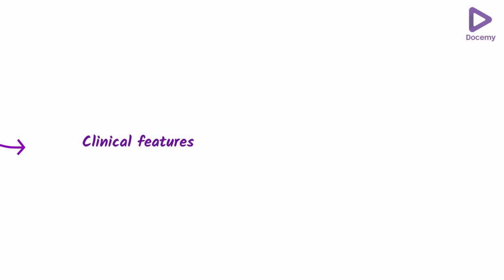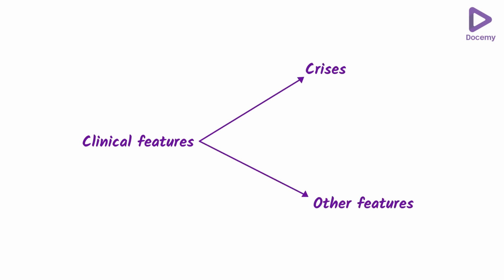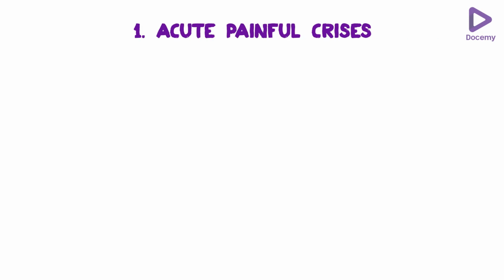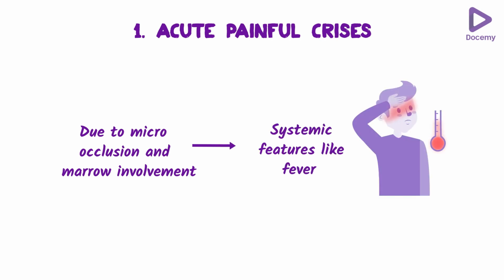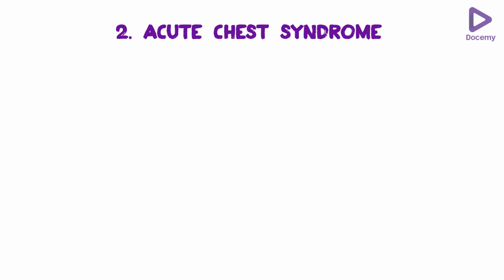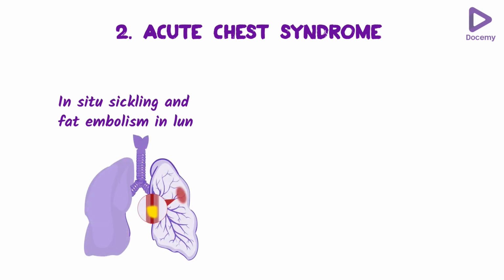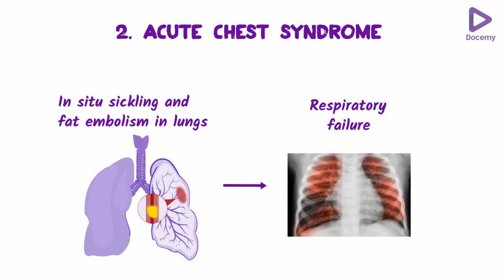So what are the clinical features you get in sickle cell syndrome? You can divide them into crises and other features. There are 4 named crises: acute painful crises due to microocclusion and marrow involvement, which can produce systemic features like fever, etc. And acute chest syndrome. In this there is in situ sickling plus fat embolism into the lungs. This can ultimately result in respiratory failure.